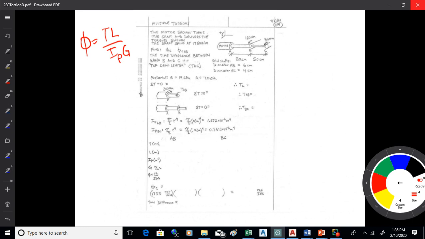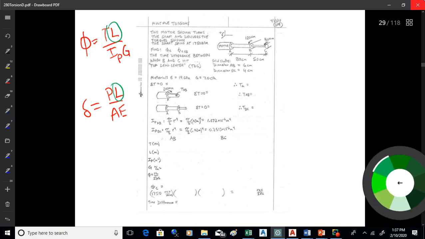Well, we've looked at a displacement formula before, haven't we? Linear displacement, which is delta. What's the formula for that? PL over AE. Do you see some analogies there? There's an L, there's an L. Okay, let's start with that. It's a good place to start.